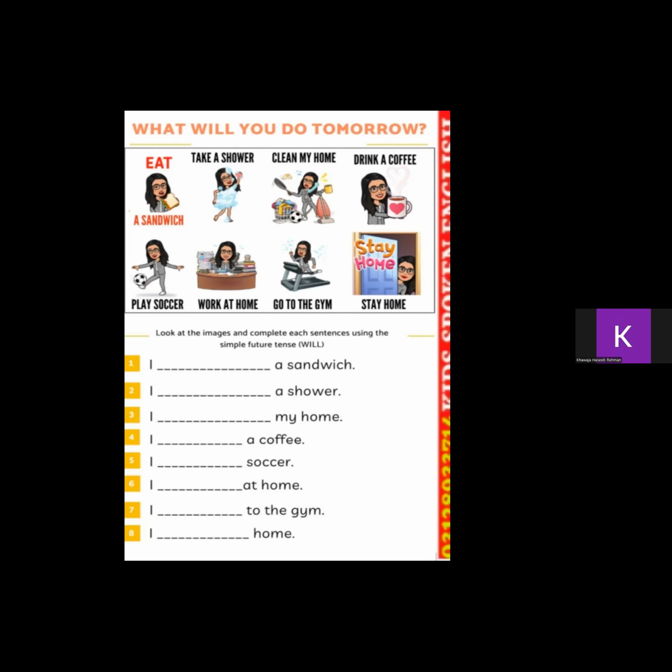So, ab aap sochiye ki aap kal kya nahi karenge? What won't you do tomorrow? So, Shariz, tell me, aap kal kya nahi karoge? Yes, ma'am. What won't you do tomorrow? I will not eat chips tomorrow. Okay, really? You want it? That's perfect. Perfect.